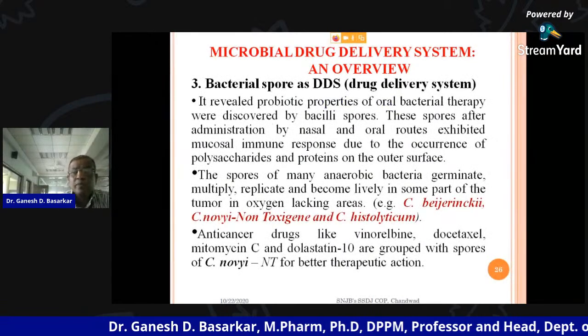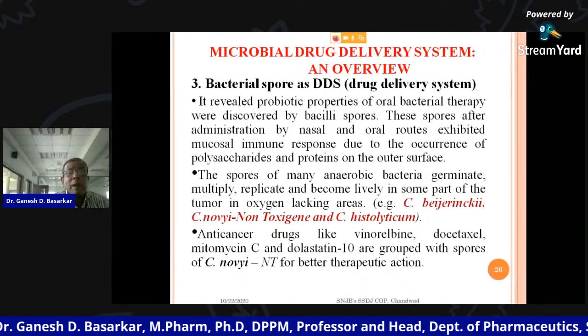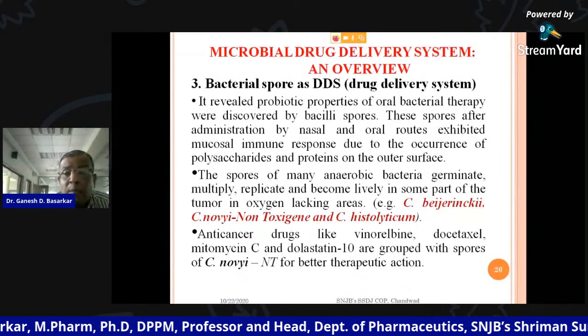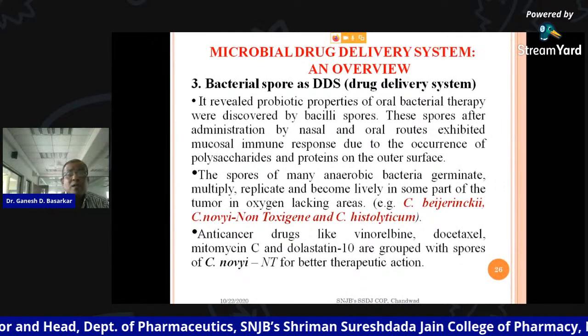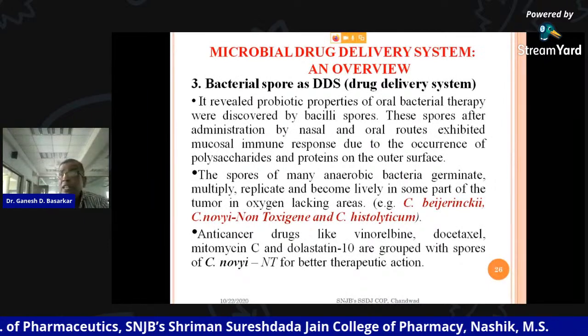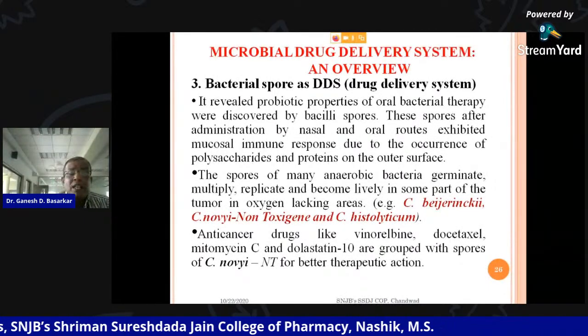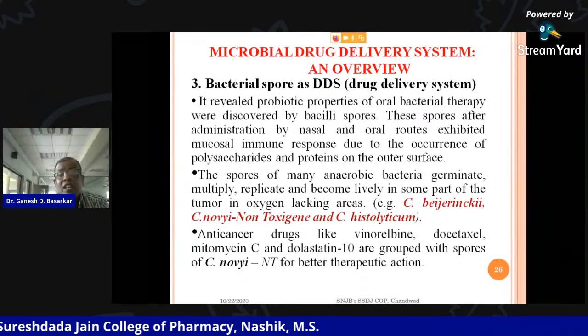Similarly, spores, which are the protective form of bacteria under unfavorable conditions, can even be used as drug delivery systems. The probiotic properties of oral bacterial therapy were discovered mostly with Bacillus spores.